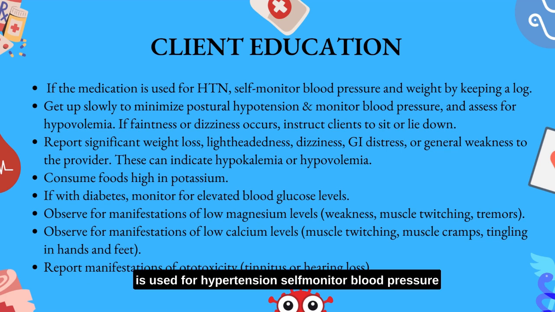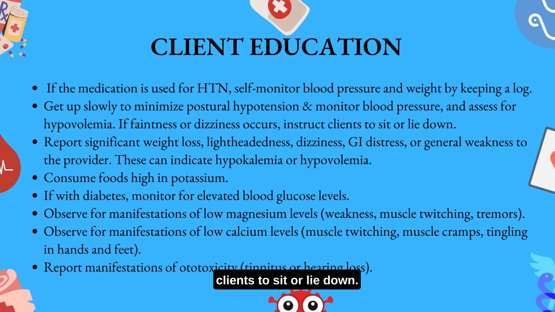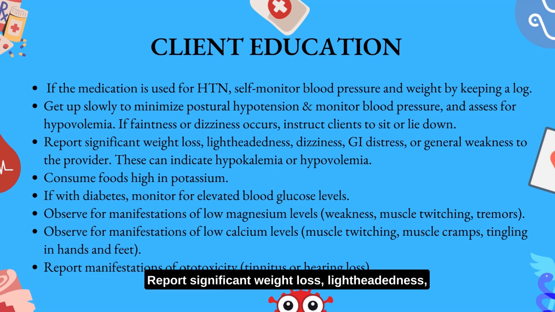If the medication is used for hypertension, self-monitor blood pressure and weight by keeping a log. Get up slowly to minimize postural hypotension and monitor blood pressure, and assess for hypovolemia. If faintness or dizziness occurs, instruct clients to sit or lie down. Report significant weight loss, lightheadedness, dizziness, GI distress, or general weakness to the provider. These can indicate hypokalemia or hypovolemia.